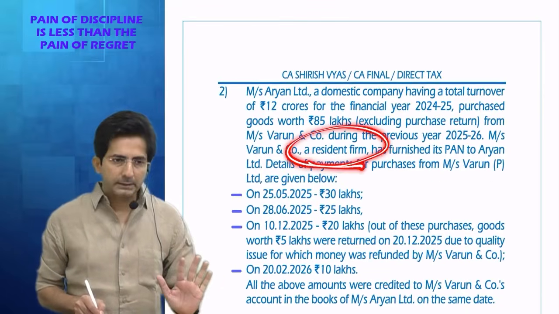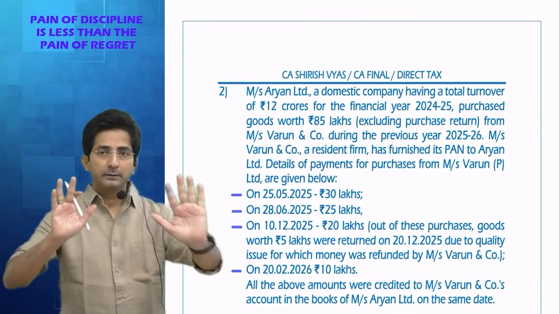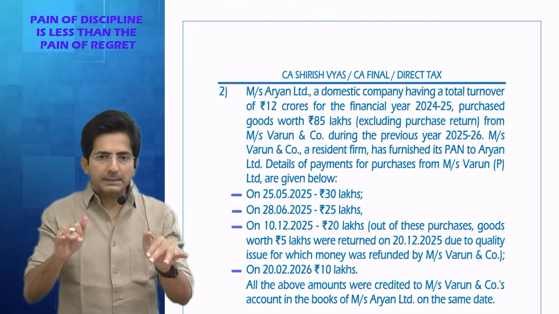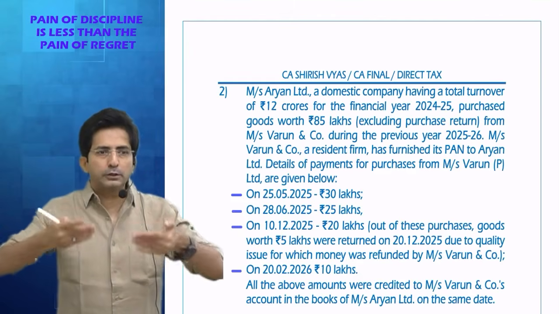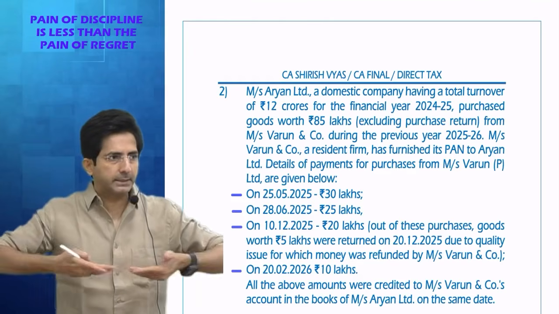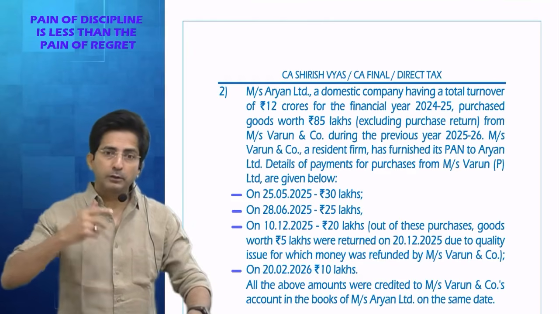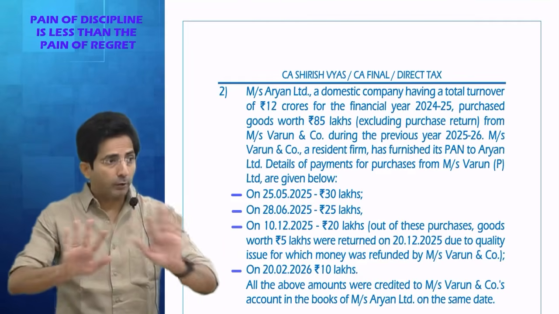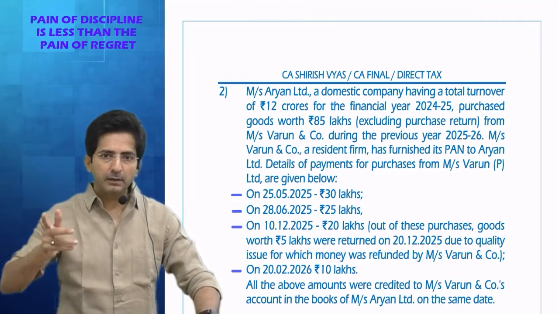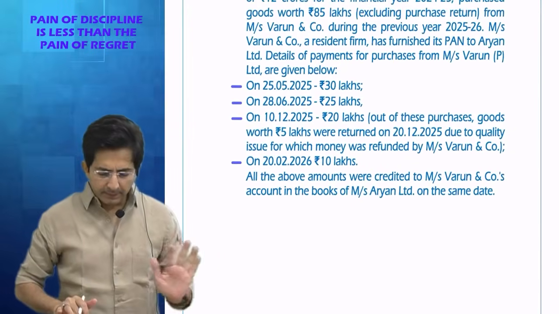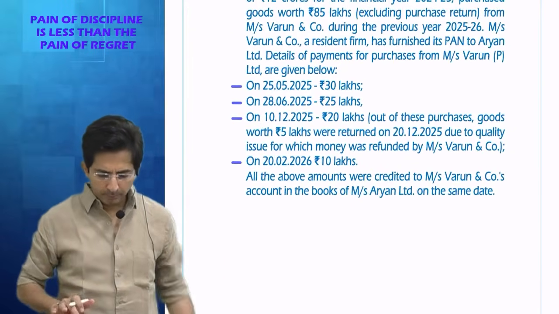Because Varun is a resident, that means good, the receiver is R. And only when the receiver is R, we have to use knowledge of the sections which I am explaining these days. Because if the receiver is NR, you have to use knowledge of a different section which I have not taught yet. Those different sections will come in a different topic only, taxation of NR. Anyways, here TDS will come under 194Q.